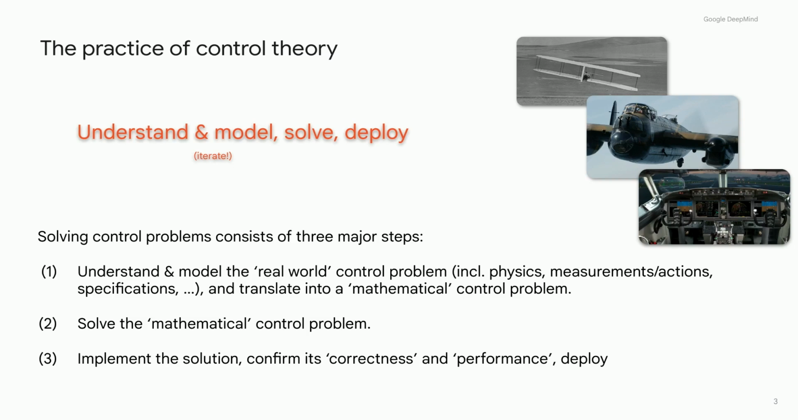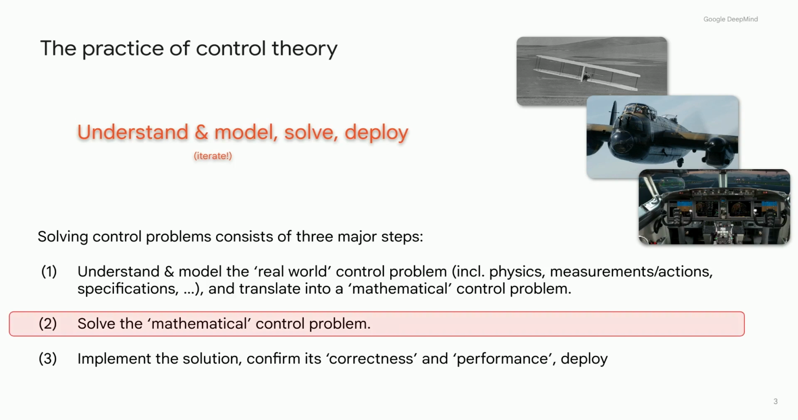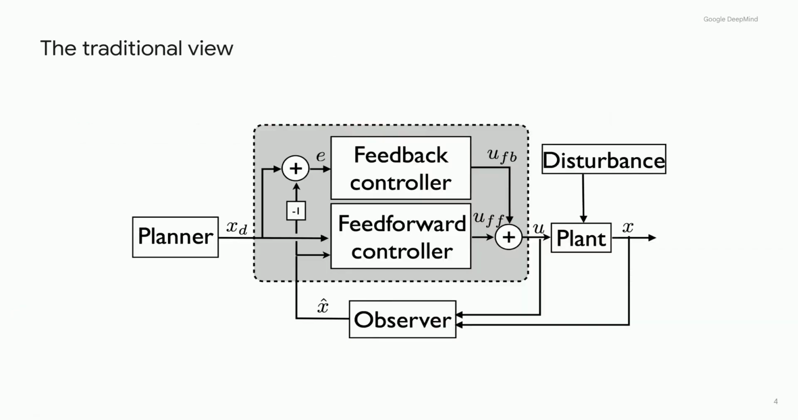But in a nutshell, what it means is that we need to understand and model the real-world control problem. We translate it into what I call a mathematical control problem. We then solve that mathematical control problem, and we implement the solution, confirm its correctness and performance, and deploy, and we iterate over that. Now, I would say, particularly in academia, but also in parts of industry research, there has been a lot of focus on this number two. And so the traditional view on that is obviously something like this. There are many different variants, depending on what school of thought you are.